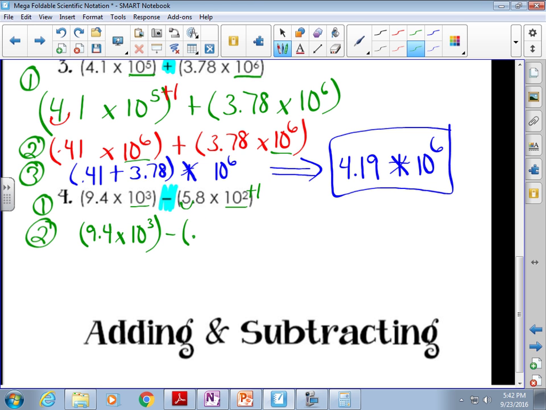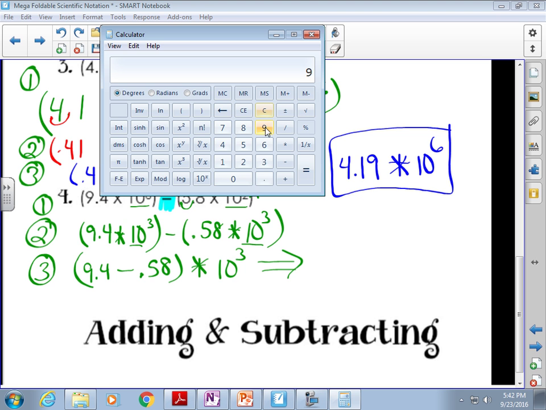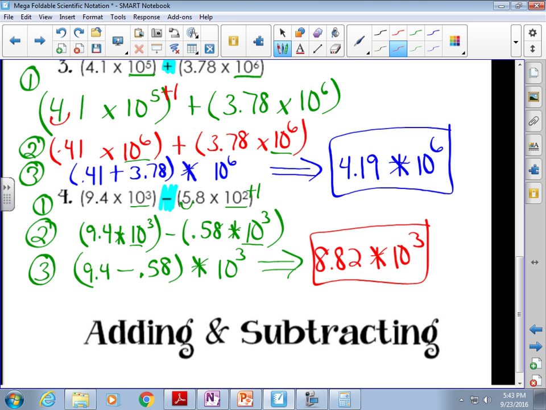That quantity minus 0.58 times 10 to the third. So now they match. So now I can do step 3 where I factor it out. So I'm factoring out this 10 to the third. So I need the 9.4, I need the minus, and I need the 0.58. And that's times 10 to the third. All right, 9.4 minus 0.58 equals 8.82. 8.82 times 10 to the third. Because it's already in scientific notation, I don't need to do anything else to it.